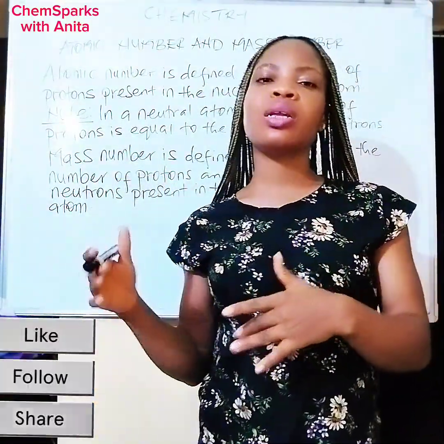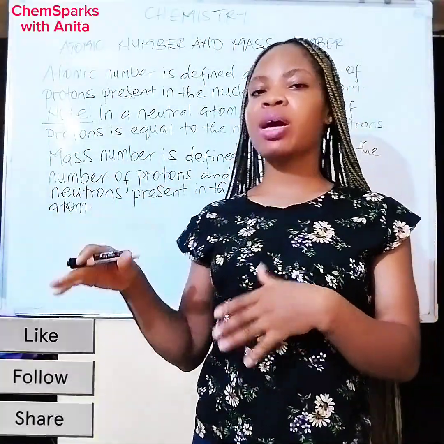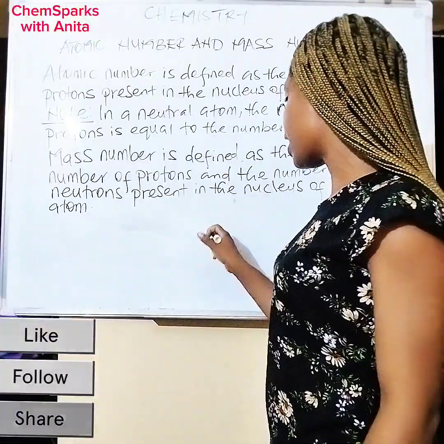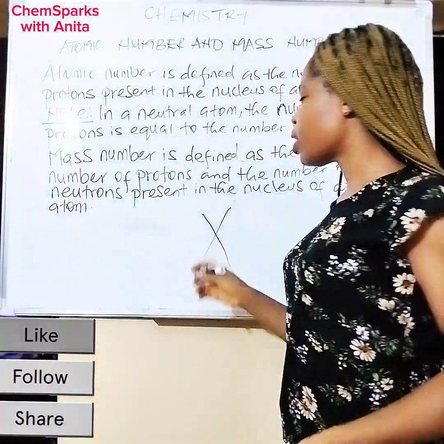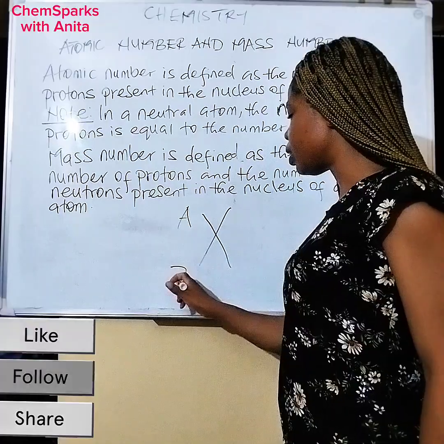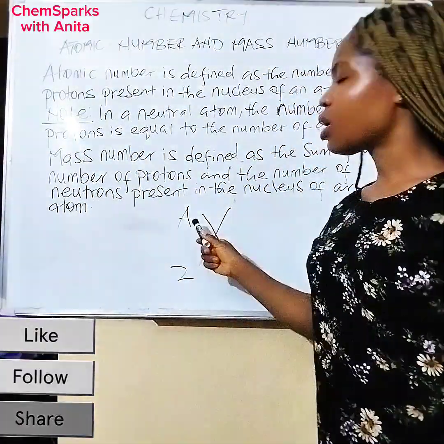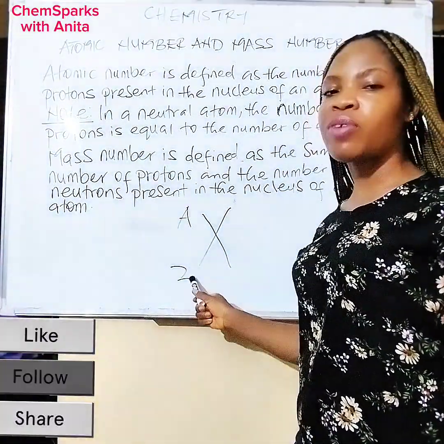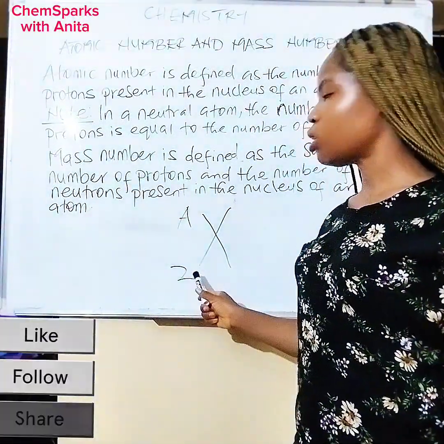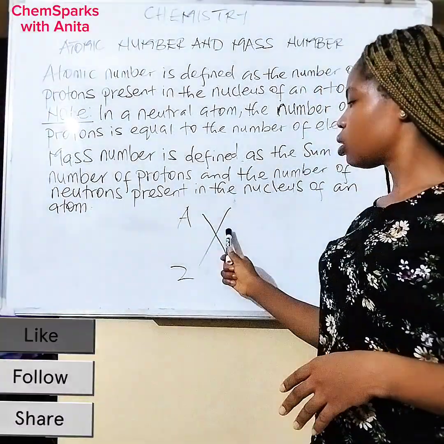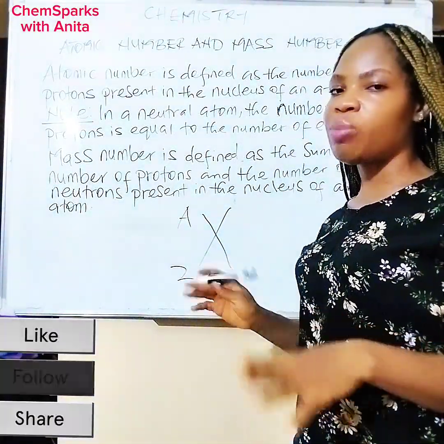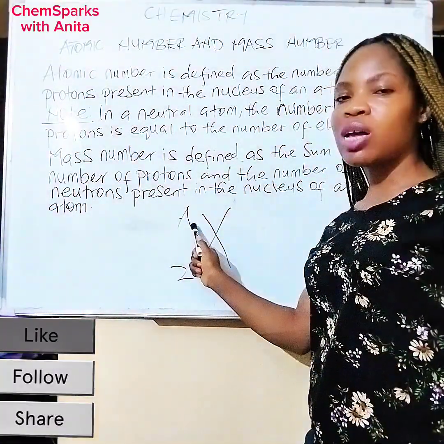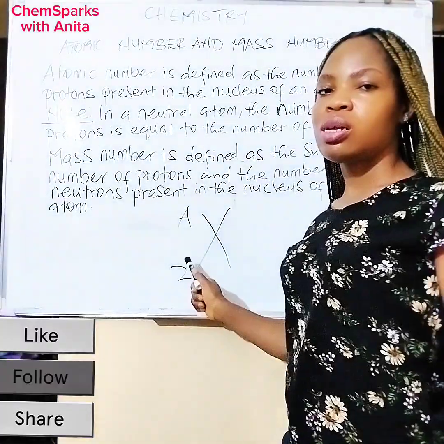Okay? Let's look at an illustration of what this mass number and atomic number really is. If we have an element represented as X on the board, and then we have A and we have Z here, this alphabet A stands for what? The mass number. And here, this alphabet Z stands for what? The atomic number. So if this is symbol of an element, X could be any element. I'm just using this as an illustration. If this is a symbol of an element, A is the mass number, Z is the atomic number.